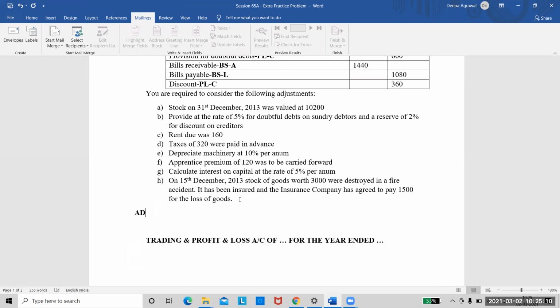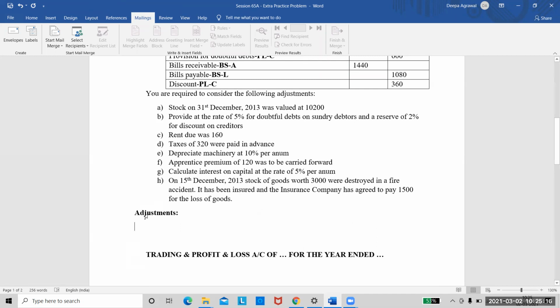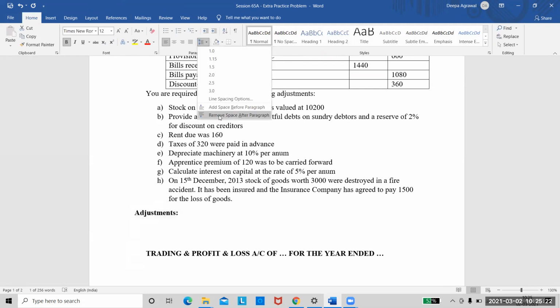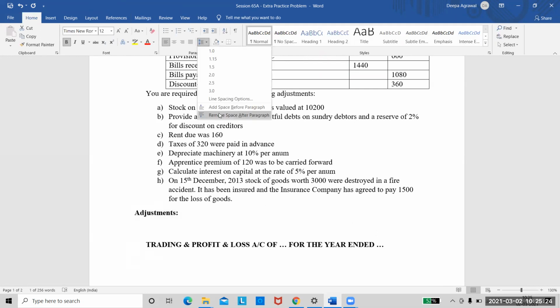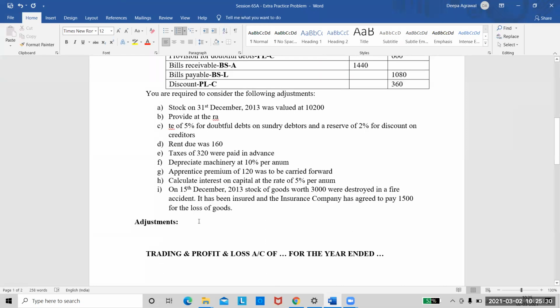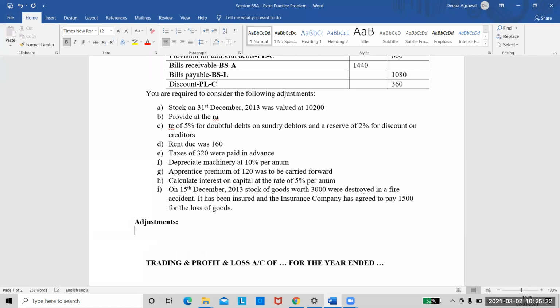Put your heading as adjustments and start writing in the notebook. Put the heading as adjustments and start noting it down. And remember, I told you, put a star mark for this question. This question is very, very important from your exam point of view. It has all important adjustments.